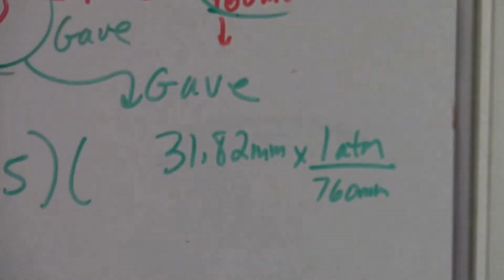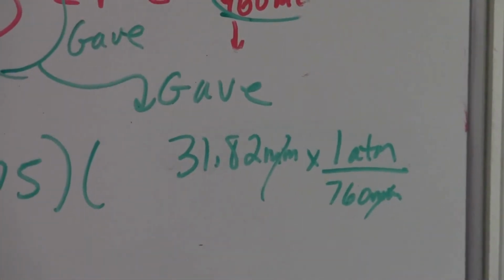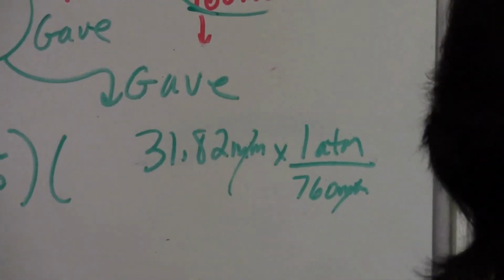millimeters of mercury. Well, you know as well as I do, we never use millimeters of mercury. So let's convert that by multiplying by 1 atmosphere per 760 millimeters of mercury. Millimeters cancel. So how many atmospheres are we left with? I left it in millimeters of mercury.